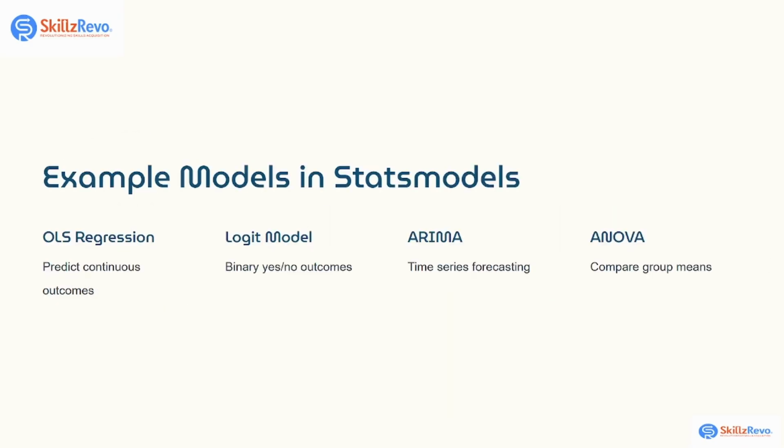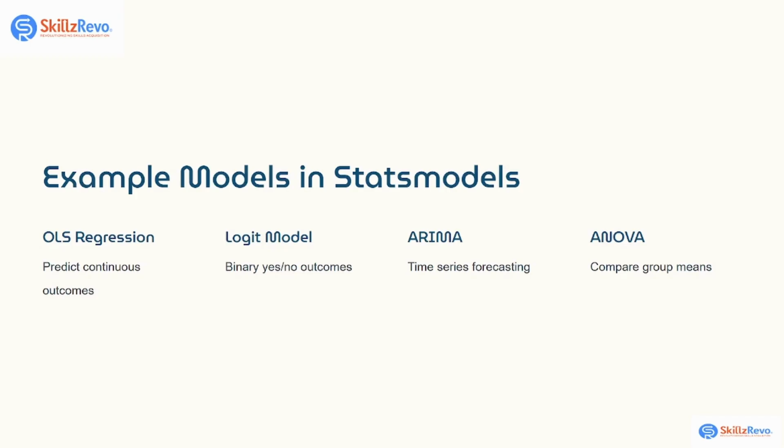Now, let's understand some examples. We will look at some examples of the kinds of models we can build with Statsmodels. OLS regression predicts things like price, scores, or any continuous value. Then there is logistic regression, which is used when the outcome is binary, like yes or no, win or lose, 1 or 0. Next is the ARIMA model, used for time series forecasting, such as predicting sales over time or whether it will rain or not.